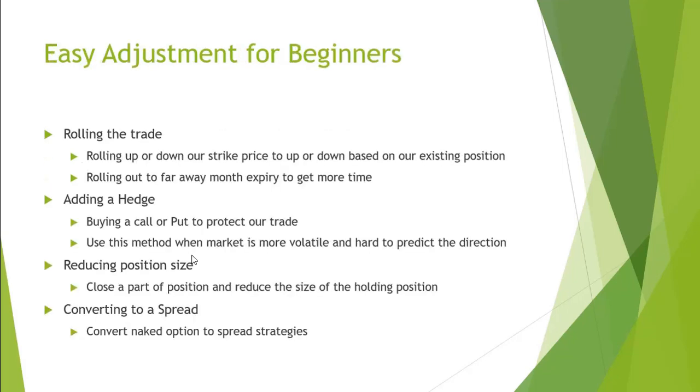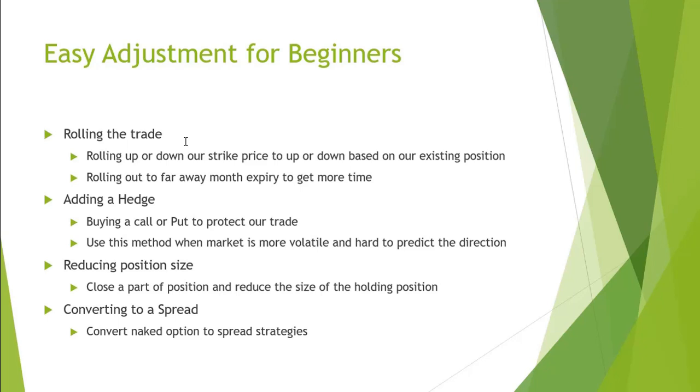The easy adjustments for beginners, which I'm covering here, are four: rolling the trade, adding a hedge, reducing position size, and converting into a spread. The first is rolling the trade, which is rolling up or down our strike price based on the price movement. For example, if you have sold a call option and the market is going down, we roll down our sold call option to lower strike prices to protect the profit we got.